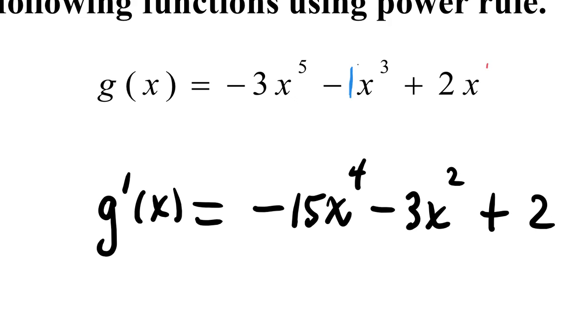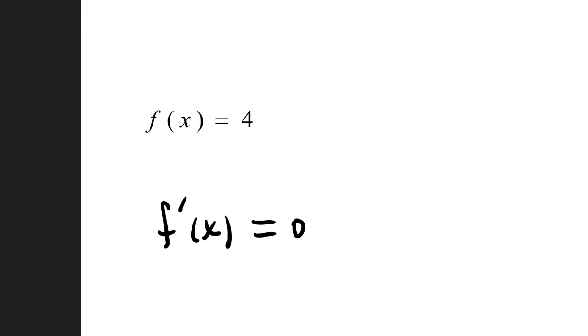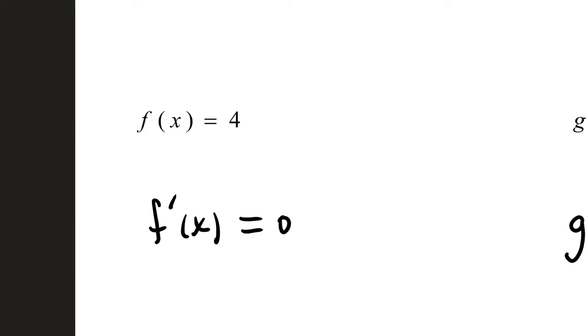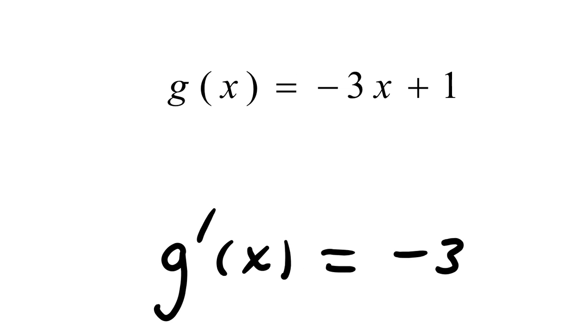And in our last term, 2x, that's 2x to the first. The 1 is optional, you don't have to write it. 2 times 1 is 2. Take 1 off your power, there's no more x. Also, as a reminder, if your function is made up of a constant or it's just simply equal to a number, the first derivative will be 0 every time. Constant functions have no rate of change.